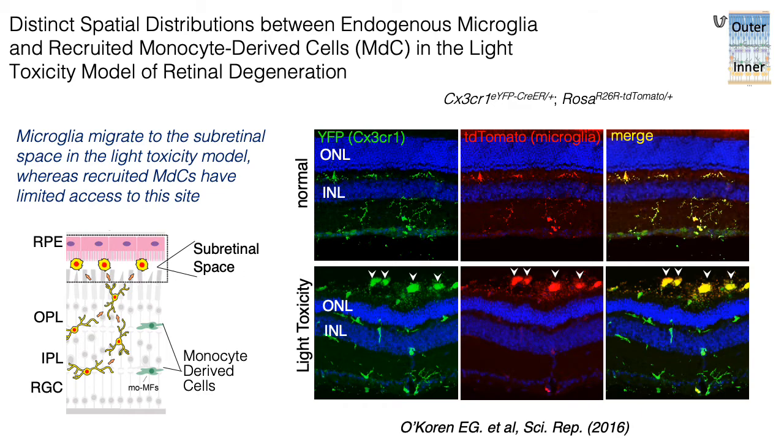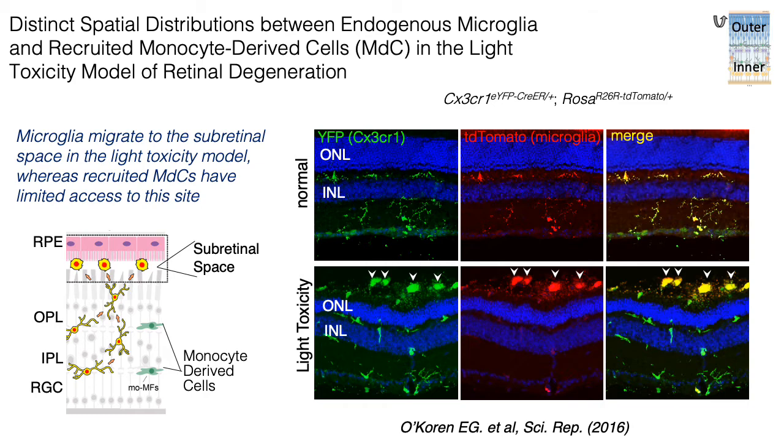We were one of the first to actually use the CX3CR1 Cre-ER system as a lineage tracer to look at the spatial distributions of monocyte-derived cells versus microglia in degenerative states, which we used in the light toxicity model.